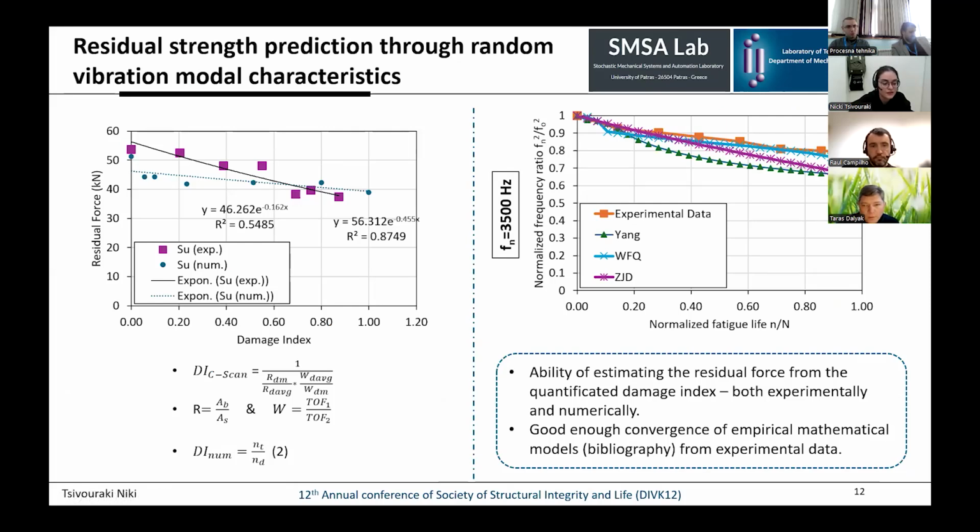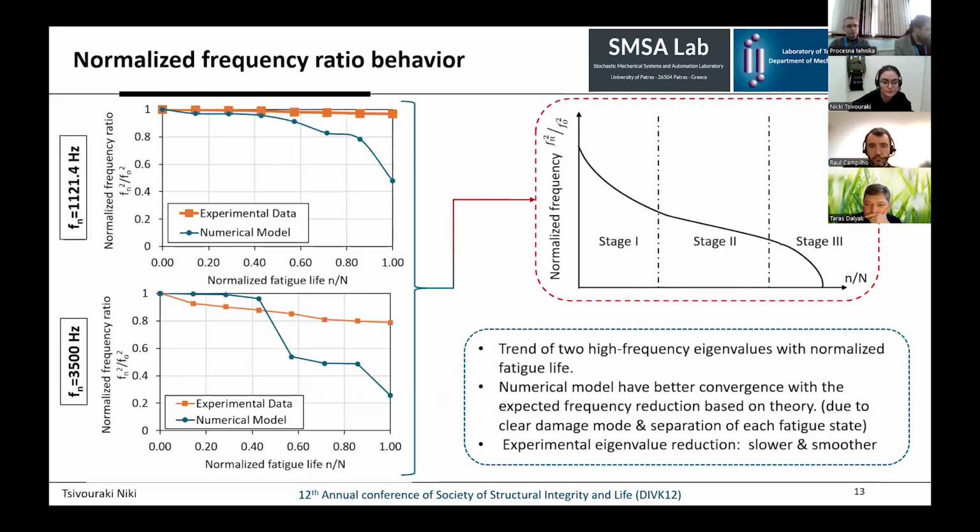In the diagram on the left, the residual force as a function of damage index, both for experimental data and the numerical models, is displayed. The damage indexes are calculated with the equations that are shown here. The experimental one is from the C-scan images and the time of flight images as described earlier, while the numerical one is from the ratio of initial minus delaminated nodes to initial nodes. To the right, the normalized ratio from experimental data is presented, as also three empirical mathematical models for eigenvalue 3.5 kHz, which have a good enough convergence.